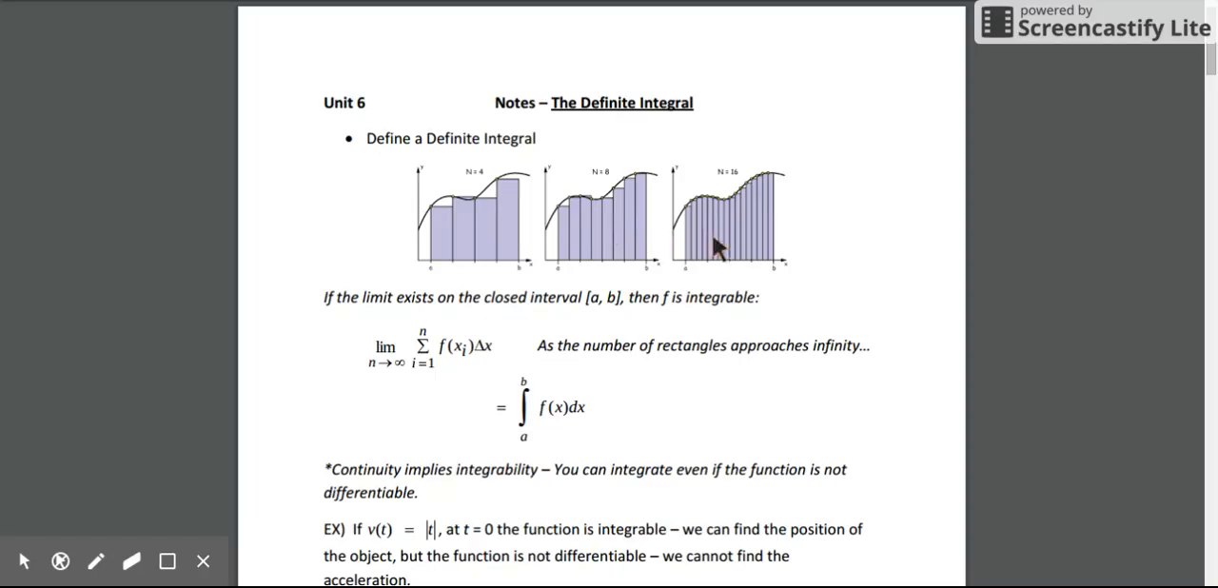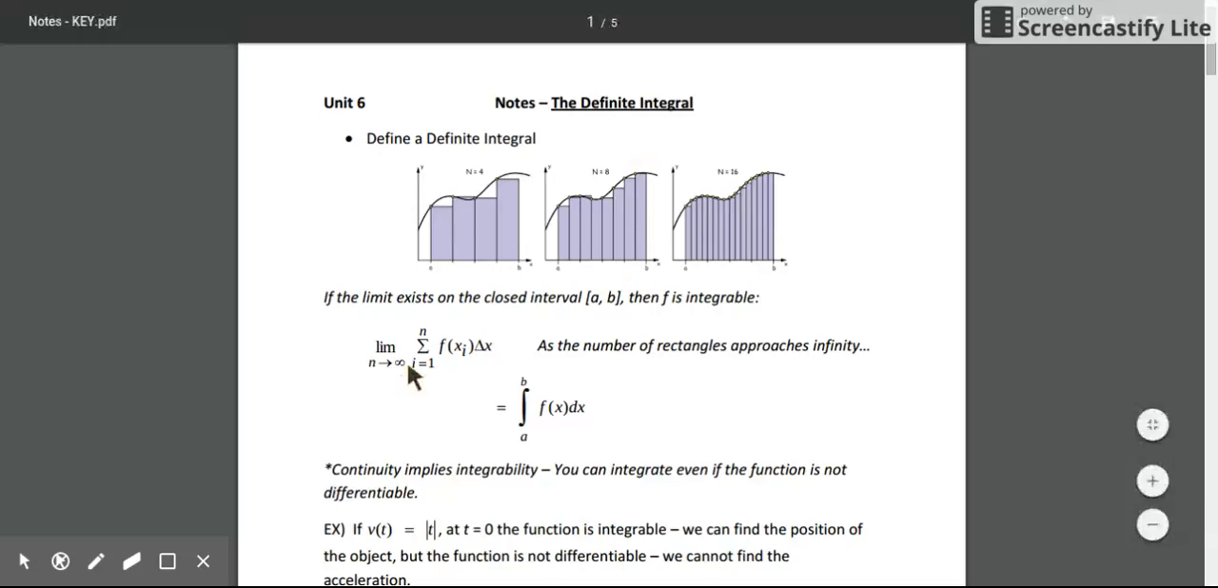And if somehow we could increase the number of rectangles to an infinite amount of rectangles, then we would actually get a very good approximation. In fact, the definite integral is saying exactly that. So here is one way to define the definite integral using a limit and a summation.